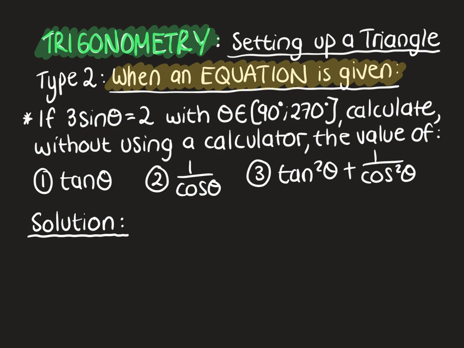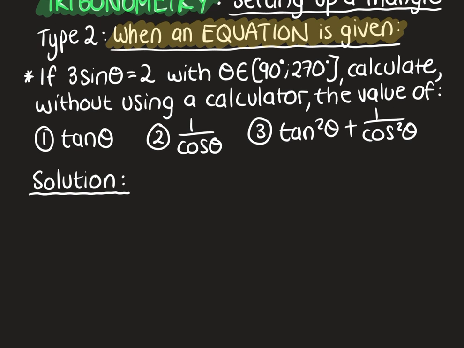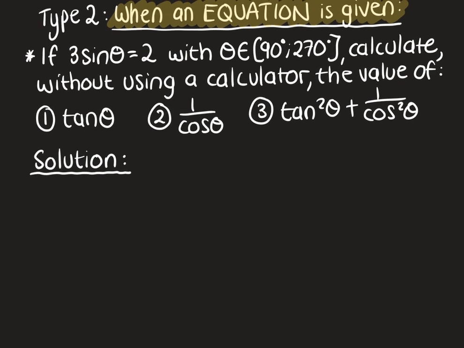If 3 sine theta equals 2, with theta being an element between 90 degrees and 270 degrees, calculate without using a calculator the value of: number 1, tan of theta; number 2, 1 over cos theta; and number 3, tan squared theta plus 1 over cos squared theta. So how do we approach this? There are a few extra steps needed when an equation is given, 2 extra steps to be more specific.